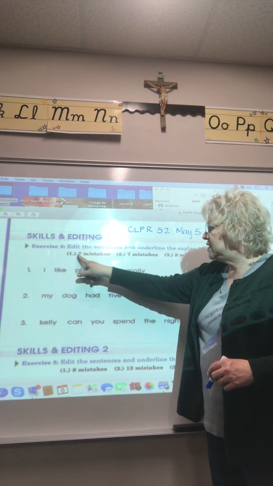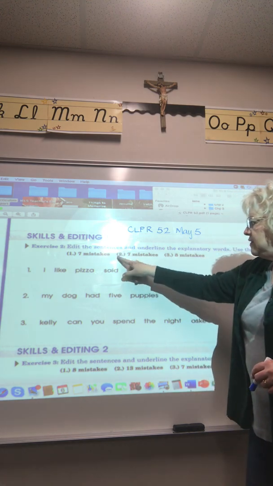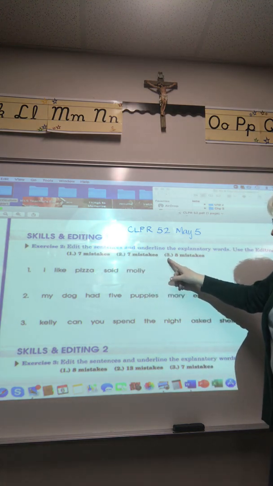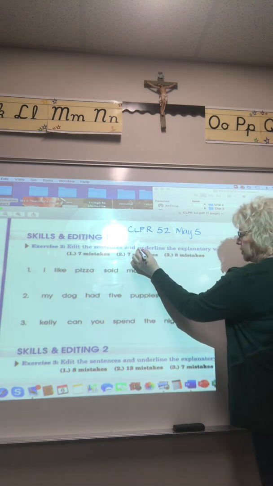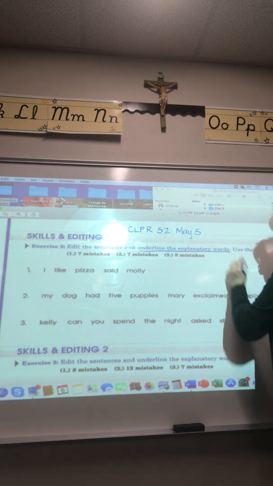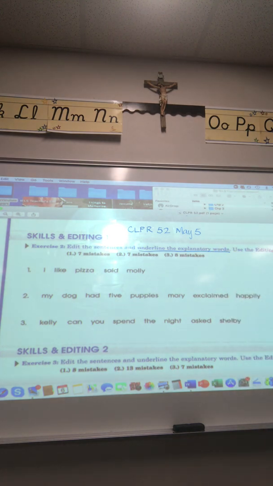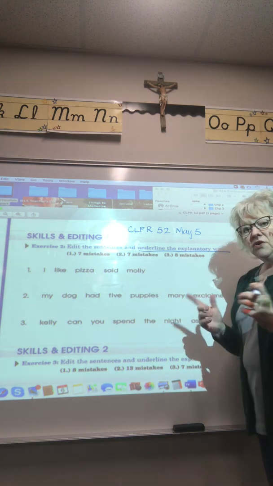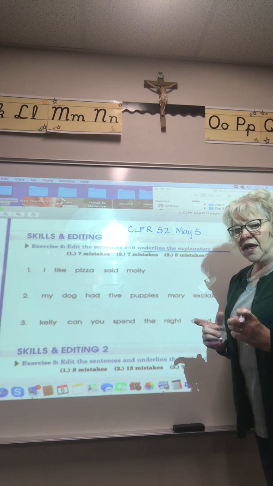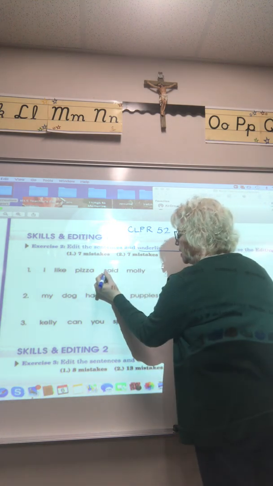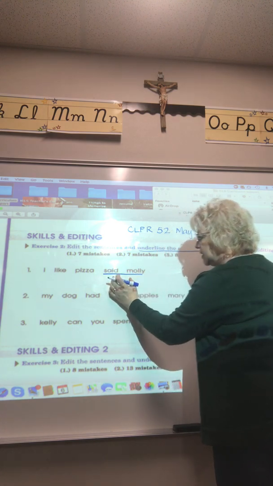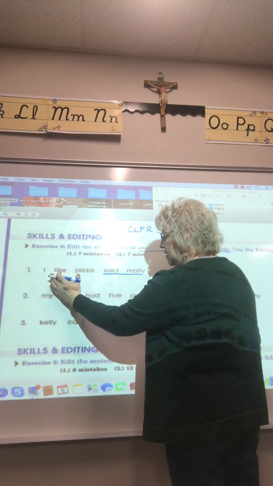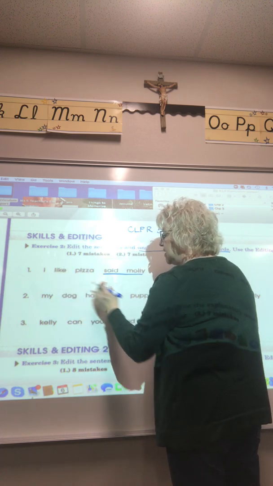So you've got 7 mistakes in sentence 1, 7 mistakes in sentence 2, and in sentence 3 you have 8 mistakes. Now they're counting the underline part as 1 point. So let's look at sentence 1. "I like pizza," said Molly. So you're going to underline first. You're going to underline the telling part of the sentence. When we underline, we're telling that this is the telling part of the sentence, which leaves this part of the sentence to be the words that Molly actually said.